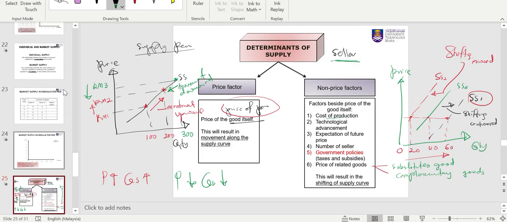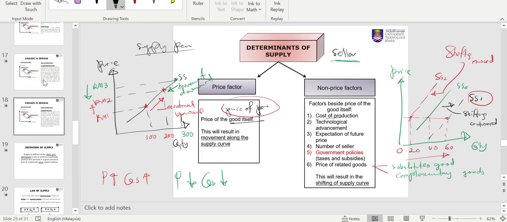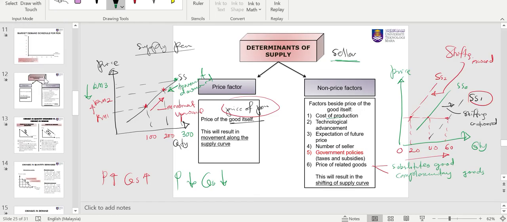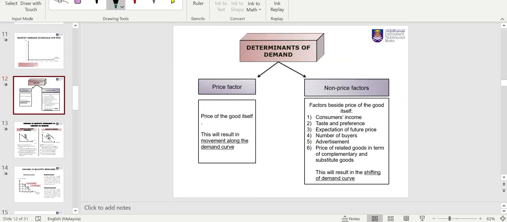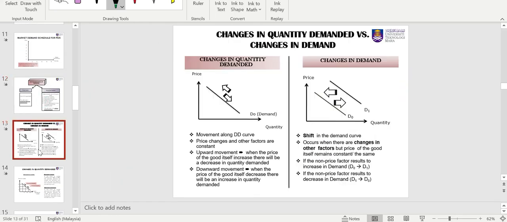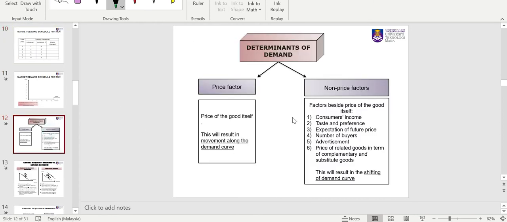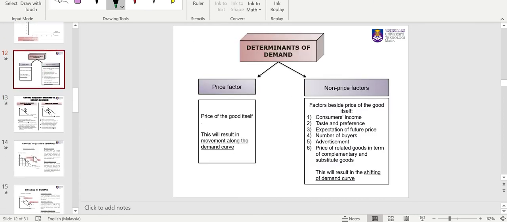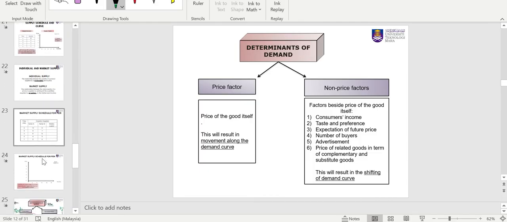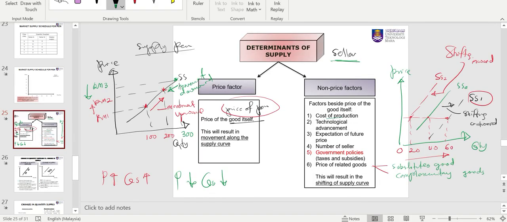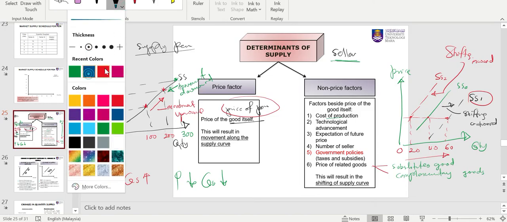Okay, kalau you tengok determinants of demand, they have expectation of future price juga. Here, expectation of future price. Tapi this one is from the buyer perspective. But for this one, is from the seller perspective.